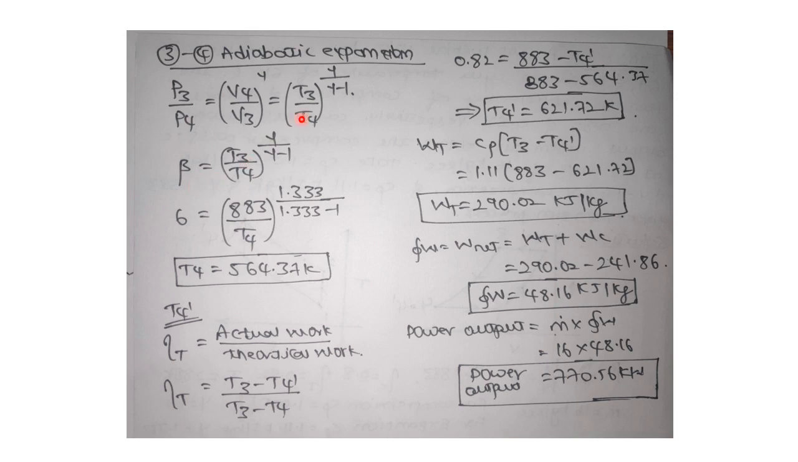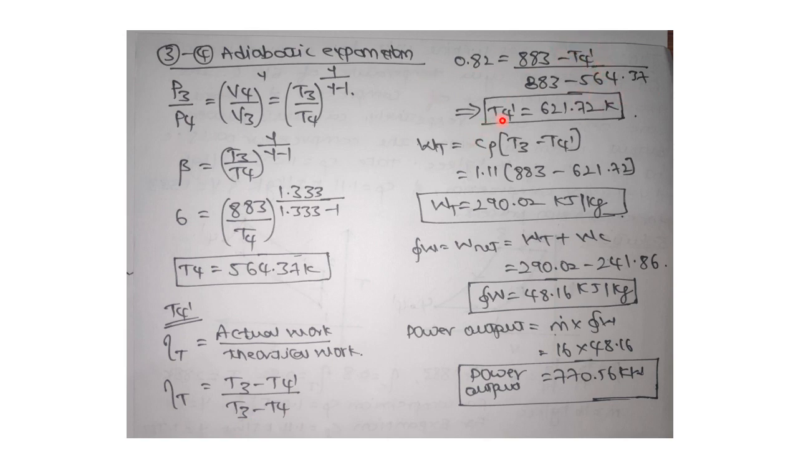Beta value is 6, T3 value is 883 and the gamma value for the expansion is 1.333. Substitute those, only T4 is unknown, so calculate T4 as 564.37. This is not the end, you have to calculate T4 dash because the efficiency of the turbine is given. Efficiency of the turbine is equal to actual work divided by theoretical work or isentropic work. Actual work is where T4 dash is involved, so T3 minus T4 dash. Theoretical work is where the ideal process is involved, which is just T3 minus T4. Substitute the values: 0.82 is your turbine efficiency, T3 value is 883 and T4 value is 564.37. When you substitute everything, only T4 dash is unknown in this equation. So T4 dash is calculated as 621.72 Kelvin.